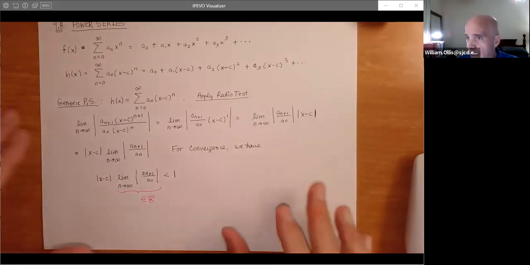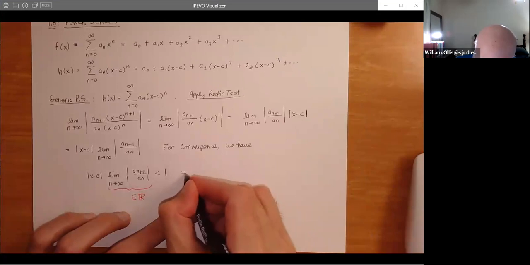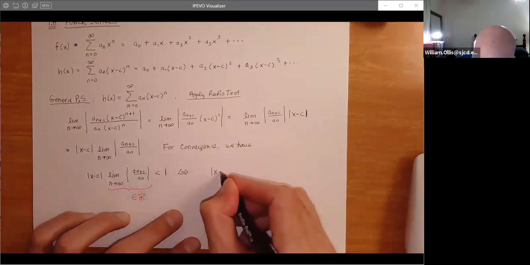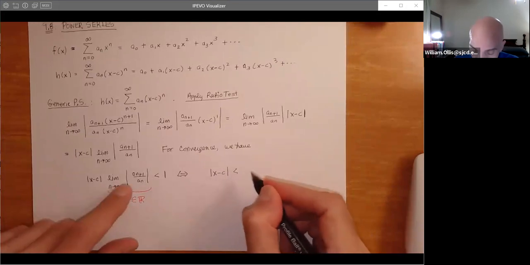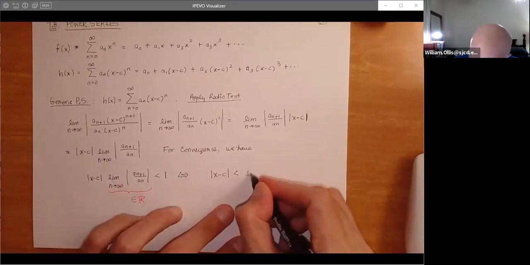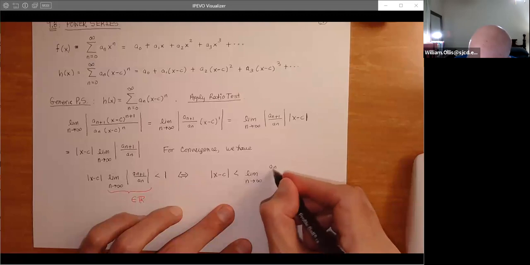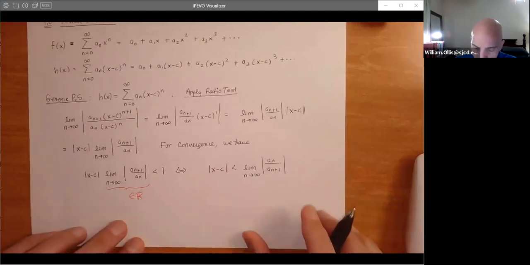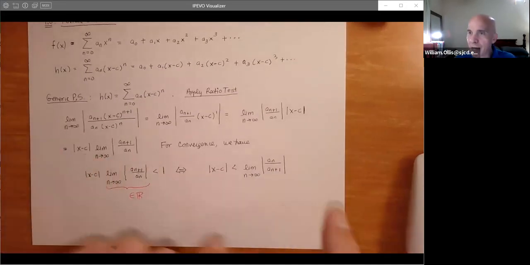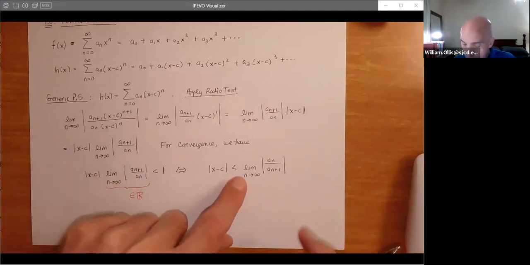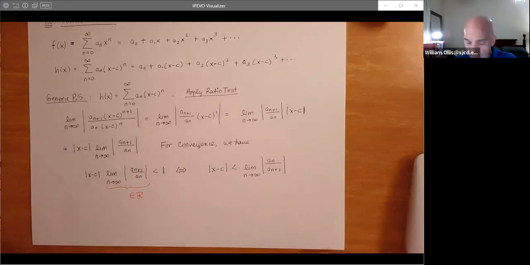Now, of course, we'll think about other things, but for now this would say x minus c in absolute value would be less than, and then we just reciprocate this. We have the limit as n passes to infinity of a sub n divided by a sub n plus 1. So we basically just divide by this number, and since the limit of a quotient is the quotient of limits, so to speak, we just flip this around and not have 1 over this. We do it in a more user-friendly way.